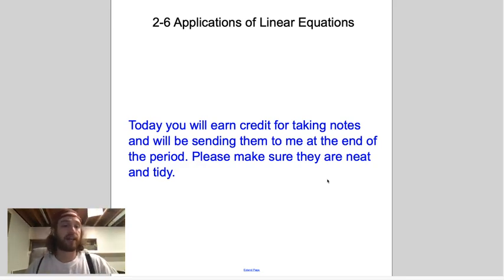Okay, so let's take a look at a couple of these examples. Today, you're just earning credit for taking notes. If you are taking the notes today, we're going to do the first one together. I'm going to get you started on the second problem. And then we're going to do the first problem together. I'm going to show you another example, and then you're going to finish the second problem on your own. You're going to do that in your notes, and then submit those notes to me for credit. So that's what's happening today.